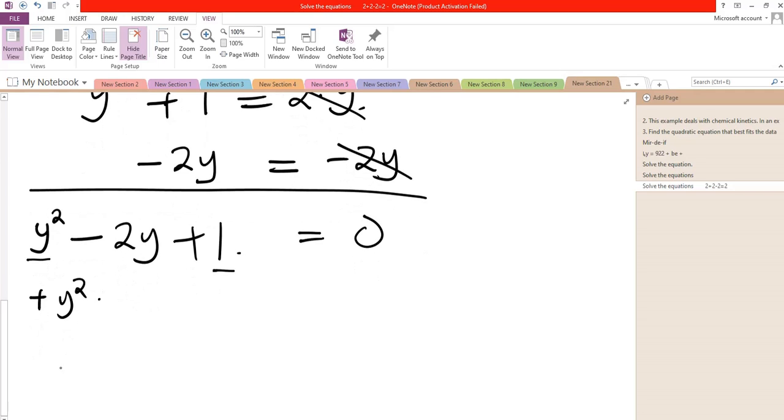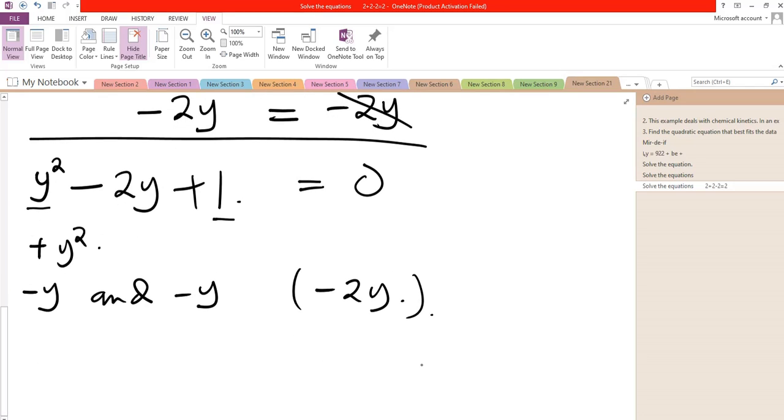So what are the factors of plus y squared, and when you sum them together, you have minus 2y? So the factors are minus y and minus y. So these are the two factors of plus y squared. Now when you sum them up, it will give you minus 2y. Now we're going to replace minus 2y with these two factors of plus y squared.